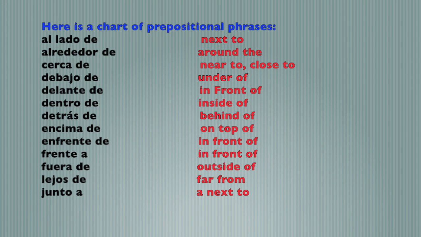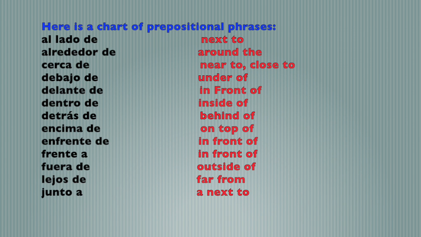Al lado de, next to, alrededor de, around the. Actually, please repeat after me with this one. Alrededor. Perfecto. Seguimos, ¿eh? Alright. Y después tenemos cerca de, which means near to, close to. Debajo de, under of. Delante de, in front of. Dentro de, inside of. Detrás de, behind of.